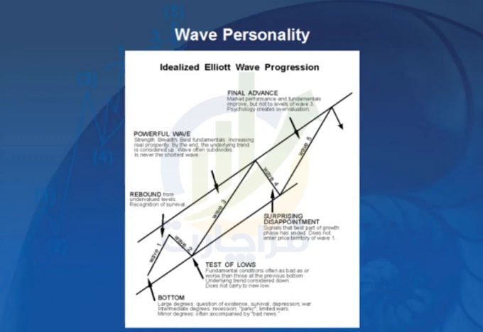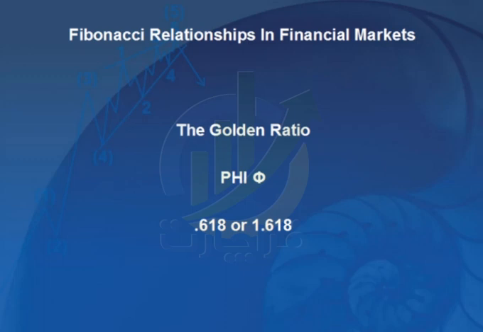Each wave has its own personality and reflects the emotional and economic state at a given point in time. We see Fibonacci relationships in financial markets, the Fibonacci ratio of 0.618 and its inverse of 1.618, also represented by the Greek letter phi.